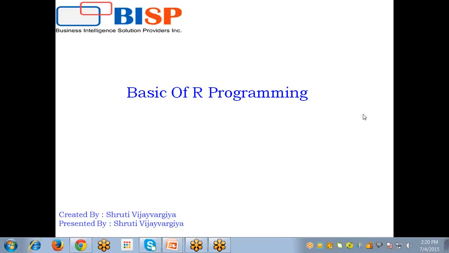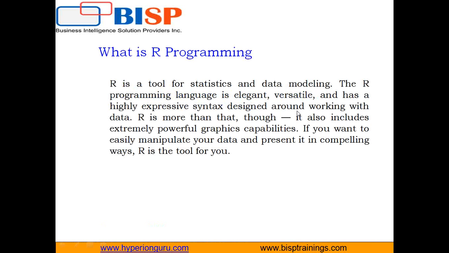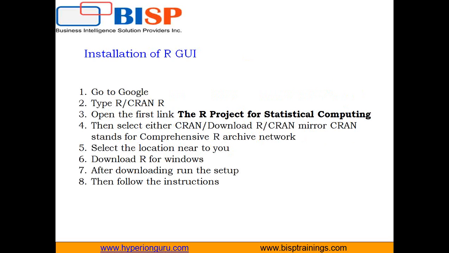R is a programming language and software environment for statistical computing and graphics. The R language is widely used among statisticians and data miners for developing statistical software and data analysis. So this software is mainly used for statistics and graphics. I am going to tell you how this software is downloaded from the internet and the installation process. This software is open source and it is freely available.